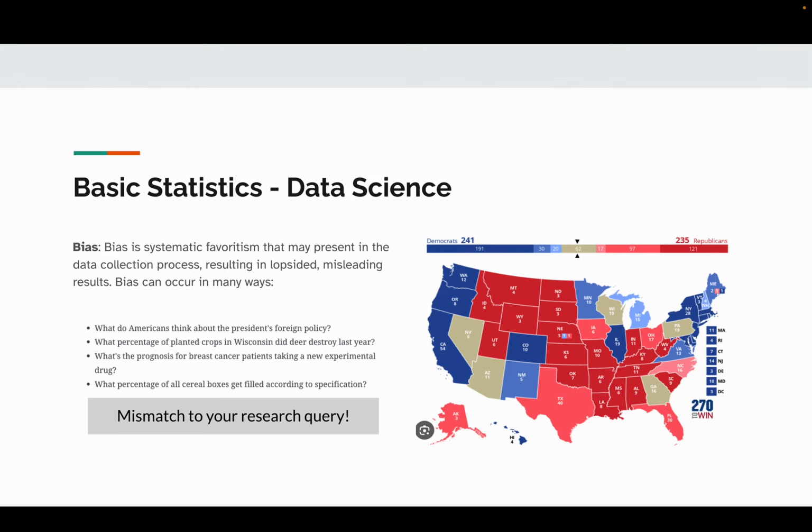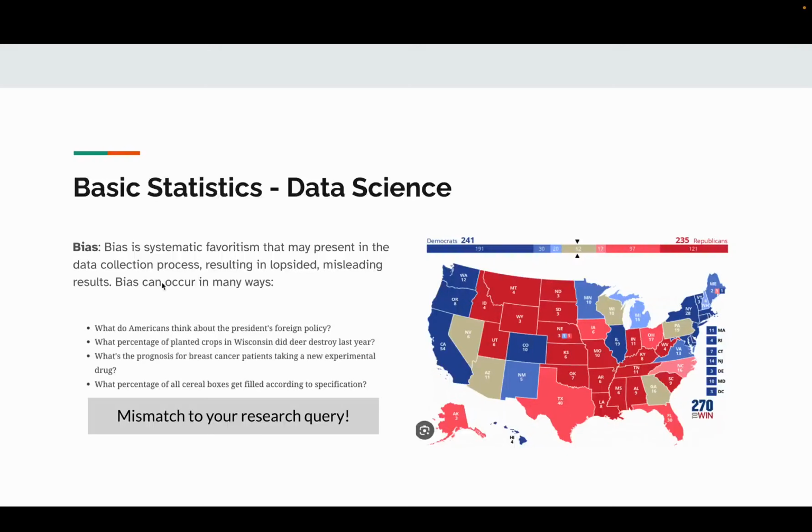Now comes another term, what is called bias. Bias means that we are concluding a research question, but the research was done with a sample of data points that are not representative of the entire population. So this is called bias. Bias is a systematic favoritism that may be present in the data collection process, resulting in a misleading conclusion.